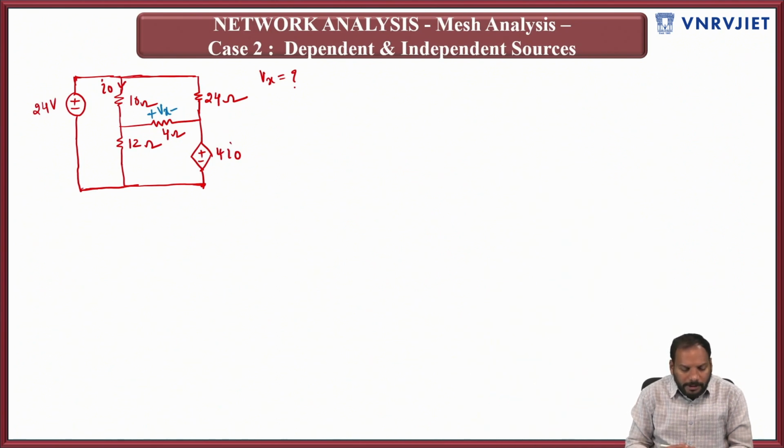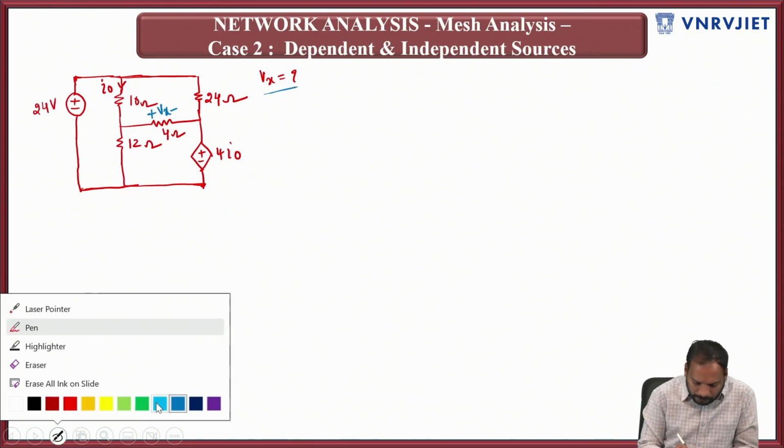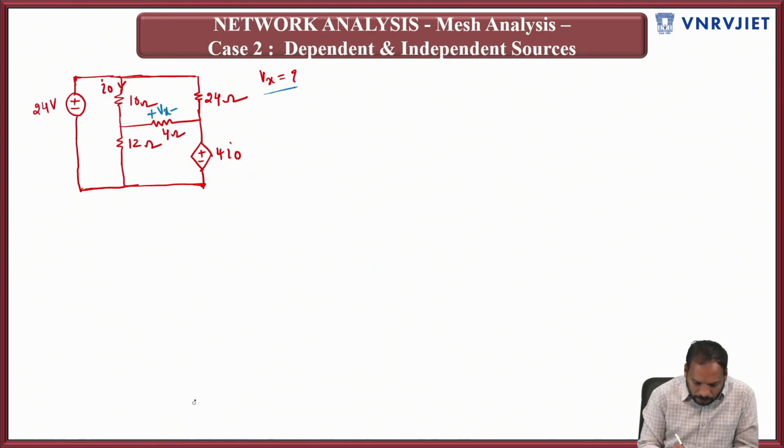The independent source is given as 24 volts, but the dependent source is given as 4I naught. However, 4I naught is a voltage source because the notation is plus and minus. Going ahead to solve this problem, as I said earlier, whatever unknown is being asked, try to eliminate that in the circuit, redraw the circuit and take the circuit in your control. The same thing I am doing here once again.